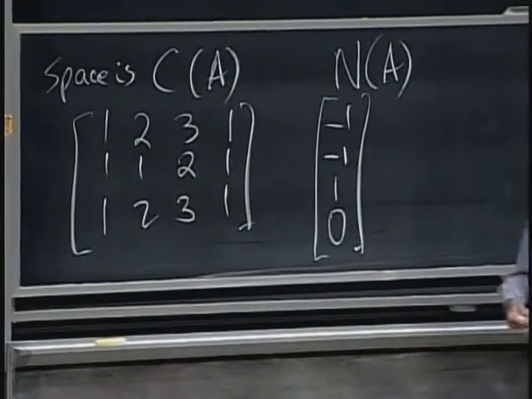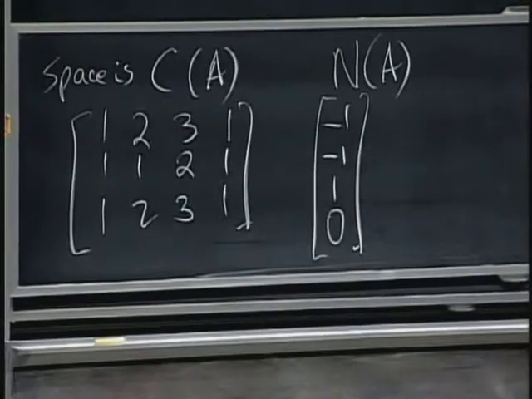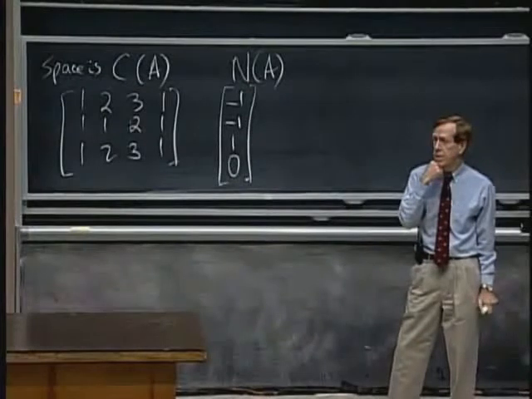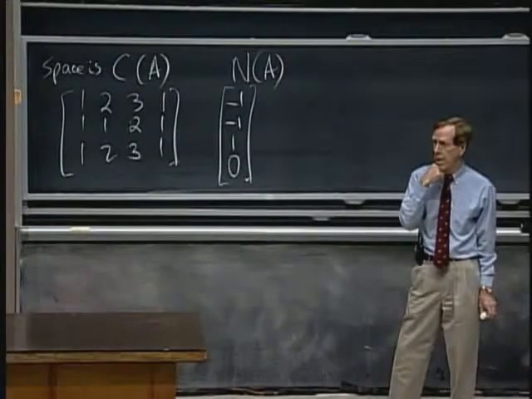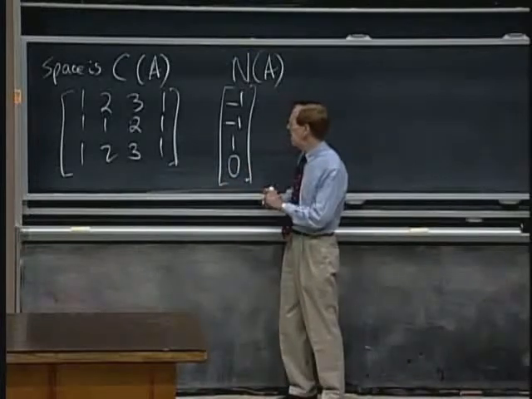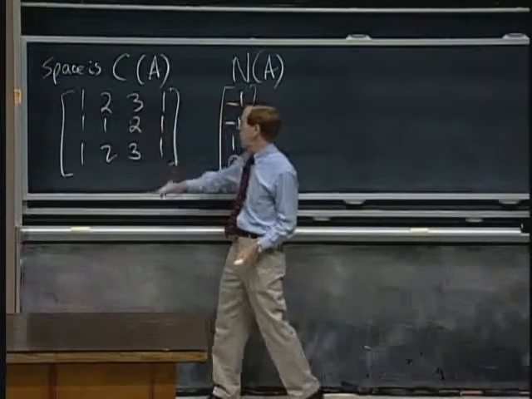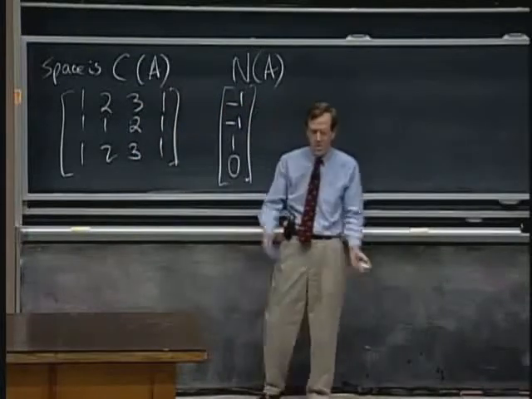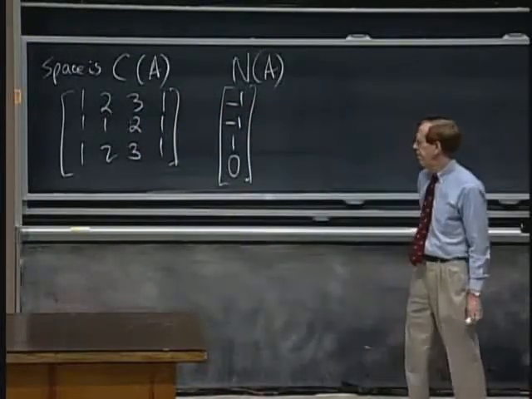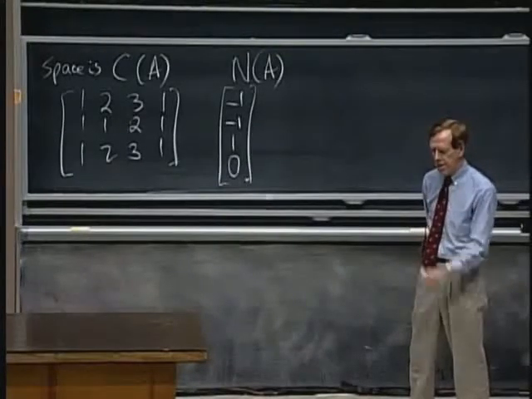So, you've already told me now, are those vectors independent? The answer is no, right? They're not independent, because minus one of this, plus one of this, 0 of that is the 0 vector. Okay, so they're not independent. They span, but they're not independent.